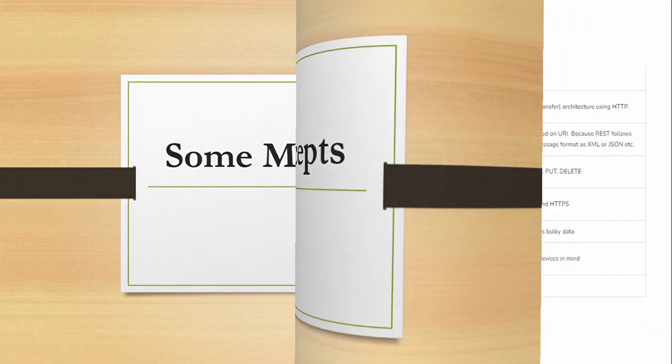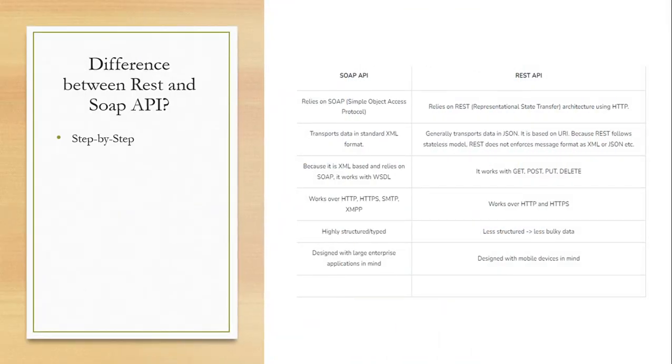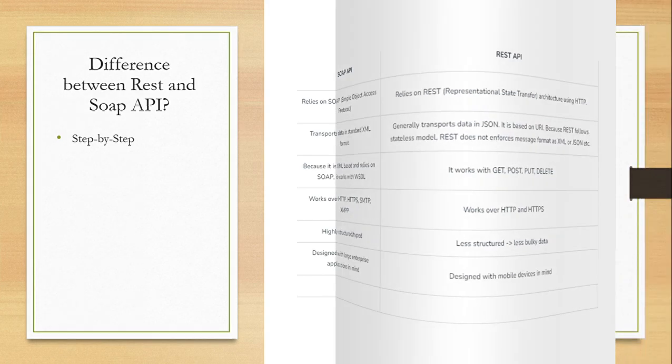Some more concepts, that is SOAP API and REST API. SOAP API relies on the SOAP protocol and REST API relies on HTTP. Data is transported in XML format in the SOAP API, and in XML and JSON format in the REST API. SOAP API is highly structured, more bulky, and designed with large enterprises in mind, and REST API is less structured, with less bulky data, and designed with mobile devices in mind.